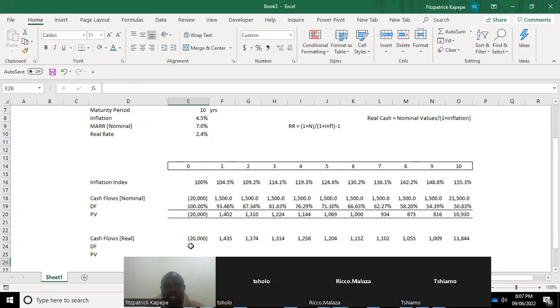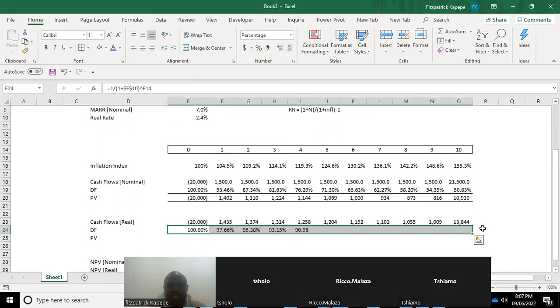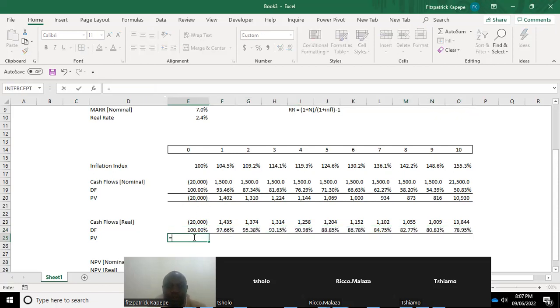You do the same thing here. Under the discount factor, we'll say equals 1 divided by, open bracket, 1 plus the real rate, which is 2.4, close, to the power, you pick the period, which is year 0, you'll get that. Take it up to there, and get the present value. Do the same thing, 20 times 100.